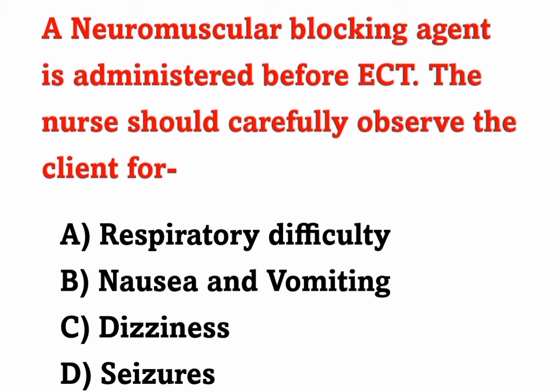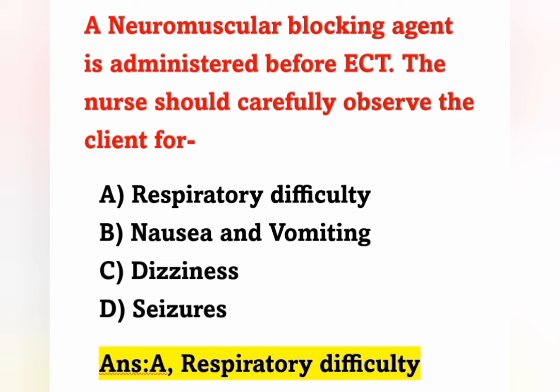Here the question is, a neuromuscular blocking agent is administered before giving ECT, electroconvulsive therapy. An example of a neuromuscular blocking agent given during ECT is succinylcholine. After administering it, the nurse will carefully observe the patient for respiratory difficulty. Option A is the correct answer.